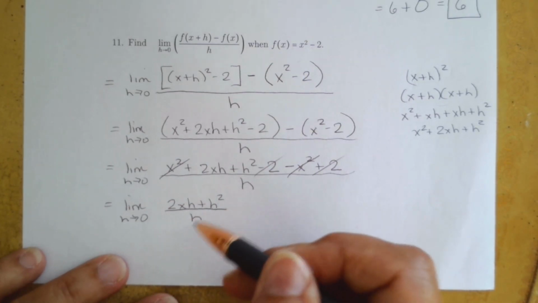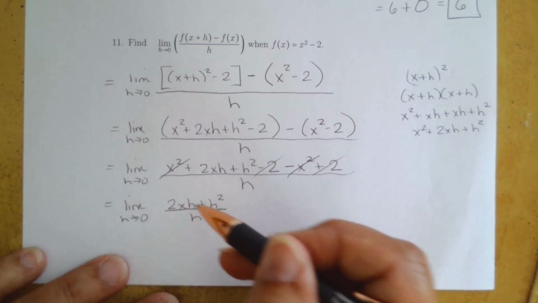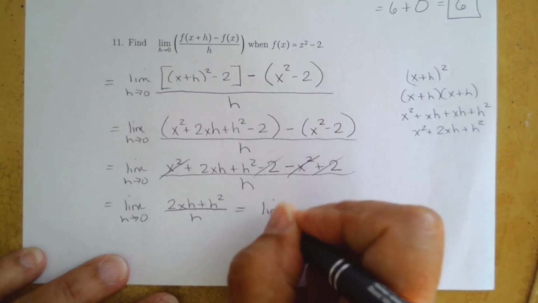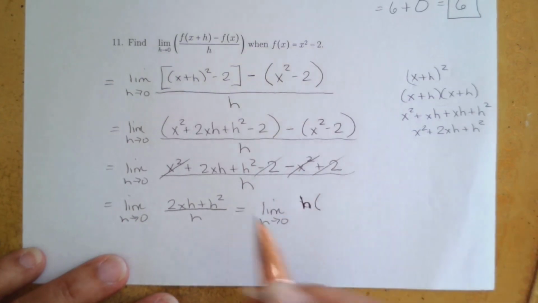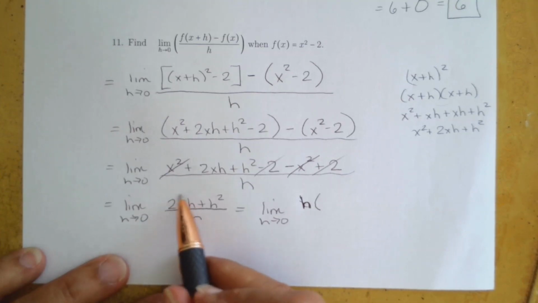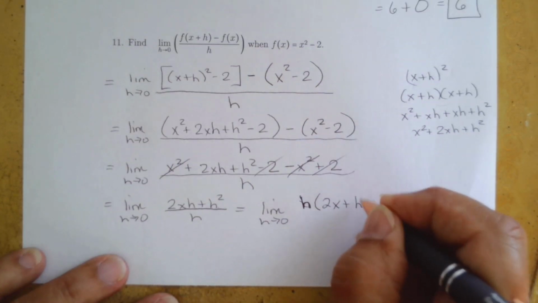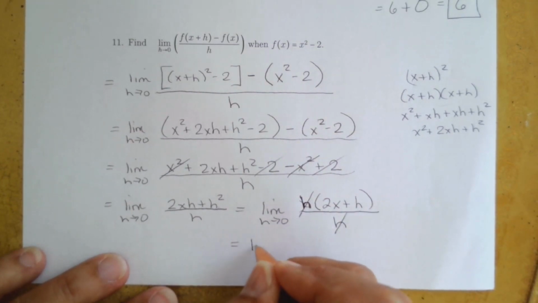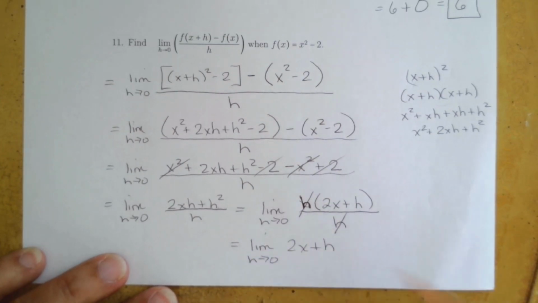I still can't plug 0 in because I still have 0 in the bottom. So remember this last step, just like above in number 10: if you can take one h out of each term in the top, factor it out. So with the limit as h approaches 0, I'm going to take an h out of the top for each term. If you take one h out of here, that leaves you with 2x. And if you take one h out of here, you're left with just 1h. It's still over h, but now you can cancel that h with that one. So now you're left with just the limit as h approaches 0 of 2x plus h.